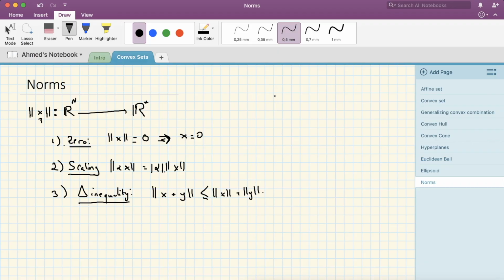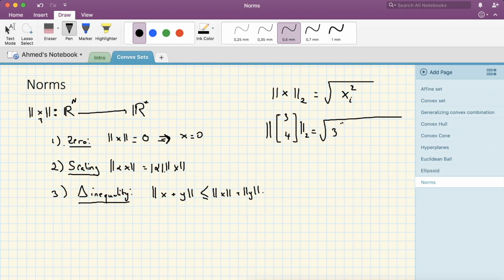An example of a norm is, as we saw before, the Euclidean or L2 norm, which is defined as the square root of the sum of squares of the entries of x. If I take the L2 norm of the following vector, which is 3 and 4, it is the square root of 3 squared plus 4 squared. Let's say you were given this function without being told it's an L2 norm. You were asked to prove that it is a norm. You can easily prove those 3 properties.